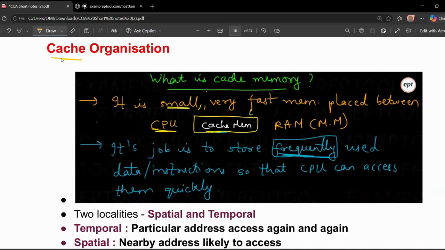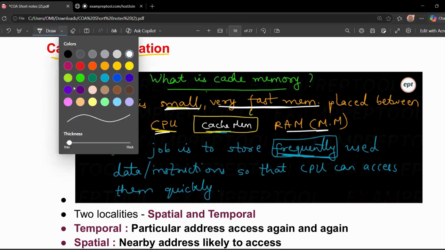Next topic is cache organization. So in cache organization, first of all, what is cache memory? Cache memory is a small, very fast memory which is placed between the CPU and RAM. So between the CPU and RAM.